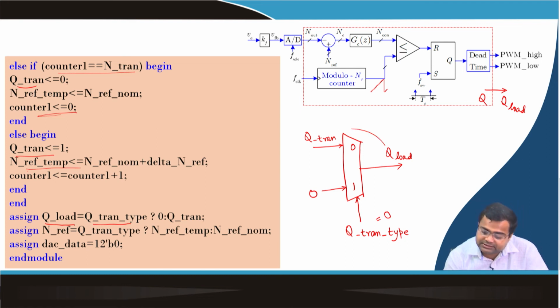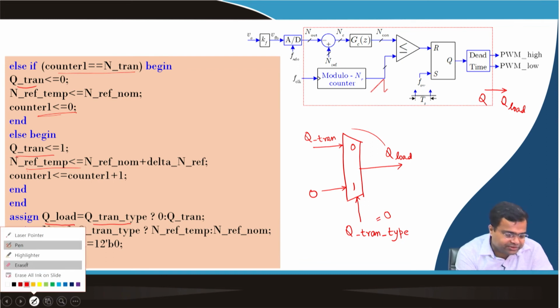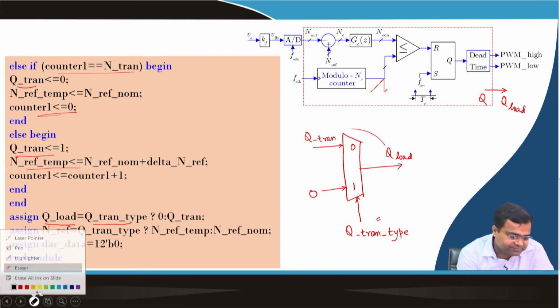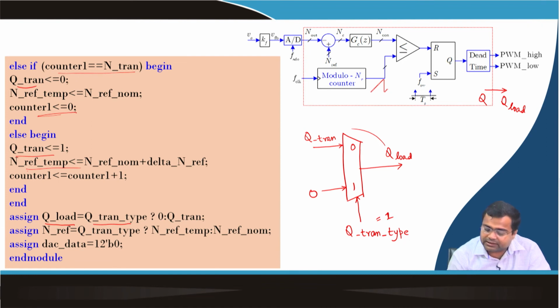But if this transient type is set to 1, then there will be no load transient, it will be connected to this point. That is the comment on the data flow modeling of this mux.